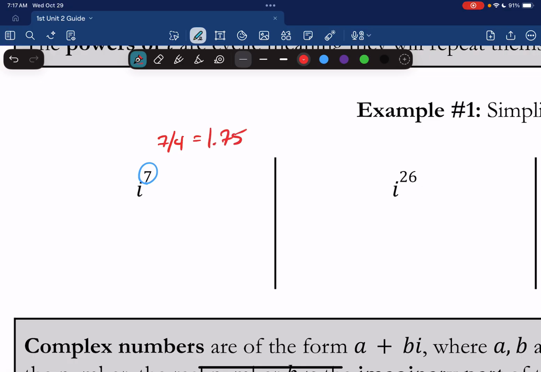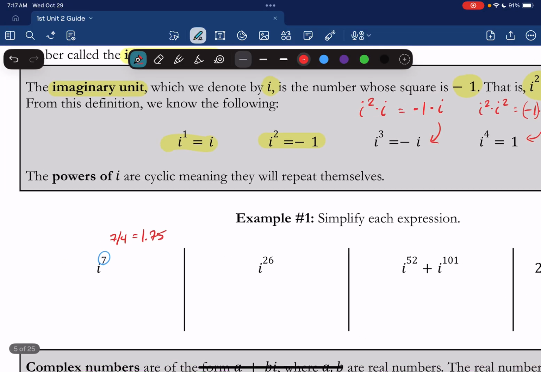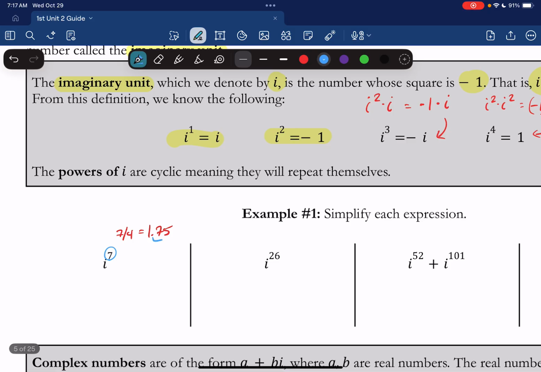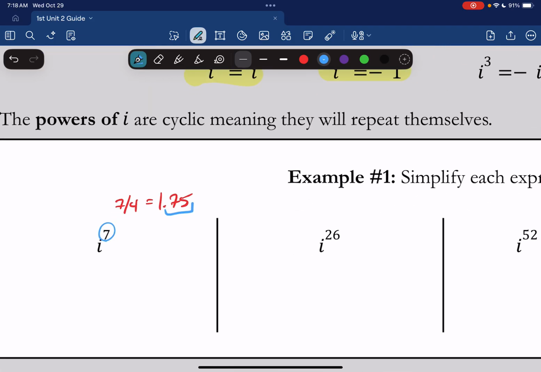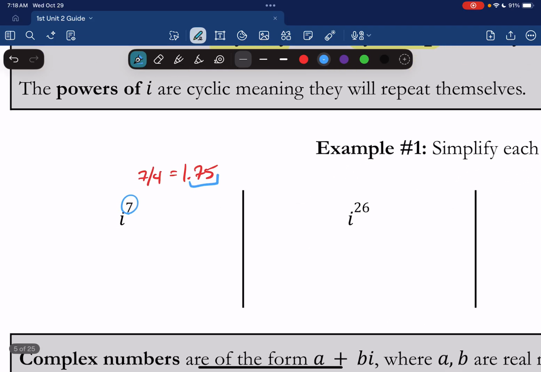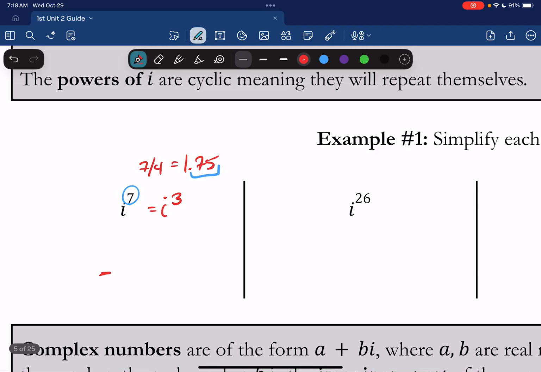And to see which power of i out of these 4 it's equal to, I'm going to look at my decimal point. So I have 0.75, and I want us to think like we have quarters. So 1 quarter is 25 cents, 2 quarters is 50 cents, 3 is 75 cents, 4 is $1. So I have 1 and some change of 75. That decimal tells me that this is equivalent to i to the third because I have that decimal of 0.75. And i to the third is -i. So that means i to the 7th is also -i.